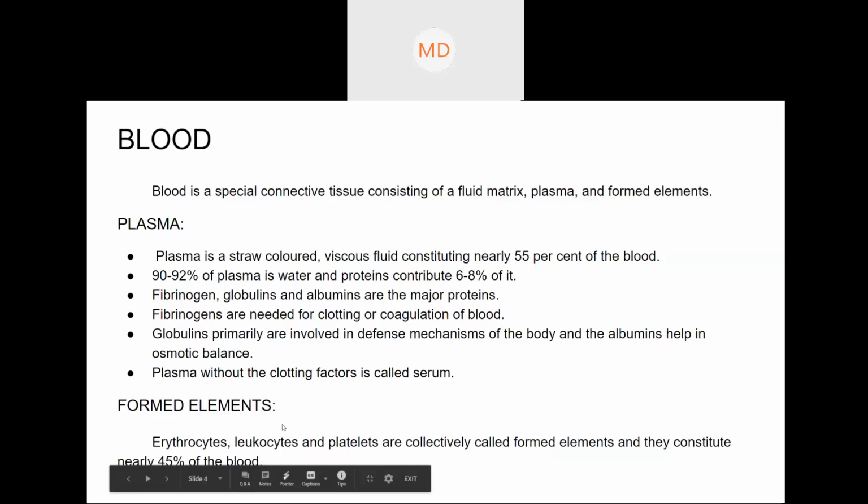We will look at each of the blood cells in detail. And these blood cells constitute around 45% of the blood. Out of the 100% of the blood, 55 is the plasma and 45 is the blood cells.